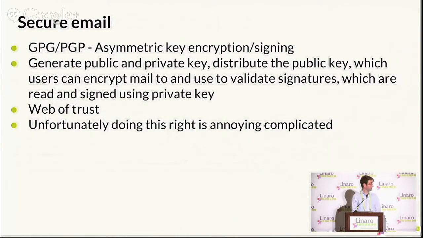Finally, secure email. So finally we get to how to communicate securely. GPG or PGP are useful tools for, again, asymmetric key encryption, similar to SSH keys. You generate a public and a private key pair. You distribute the public key, and folks can use that to encrypt email that only you can read. You can also use your private key to sign documents you send out so that people can validate that it was really from you.